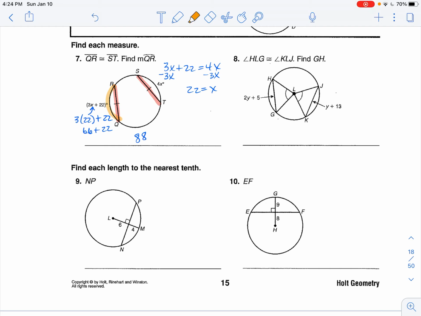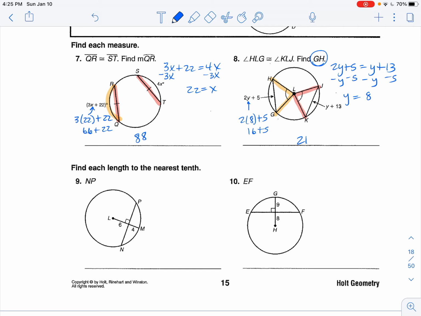In number 8, we see that the measure of angle HLG is congruent to the measure of angle KLJ. These are congruent. That means these chords are going to be congruent. So 2y plus 5 is going to equal y plus 13. If I solve for y, subtract y on both sides, and subtract 5 on both sides, I'll find that y is equal to 8. If I want to find what GH is, I need to substitute that in for the y. So 2 times 8 plus 5, 16 plus 5, and I'll find that it's 21.